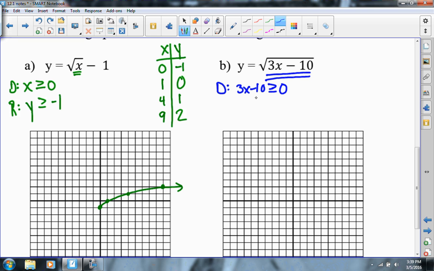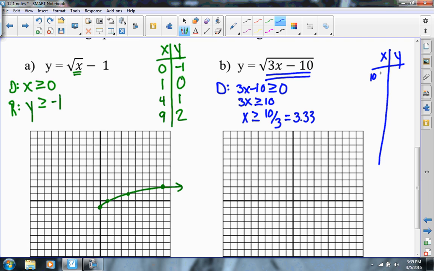And then I have to solve this for x, so I know the very first value that I'm going to put into my table of values. So I have to add the 10 over. So 3x is greater than or equal to 10, and then divide by 3. So x is greater than or equal to 10/3. So that's kind of yucky. If we wrote that as a decimal, it's 3.33. So you could think of it either way. You could write 10/3 or you could write 3.3.